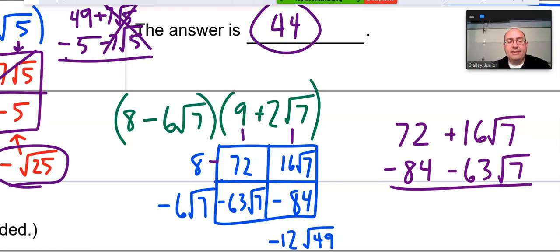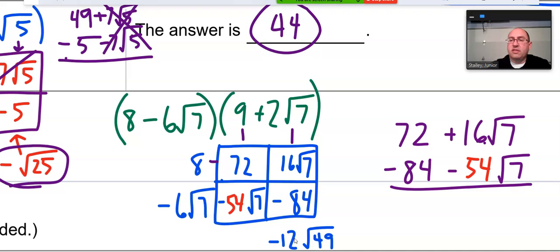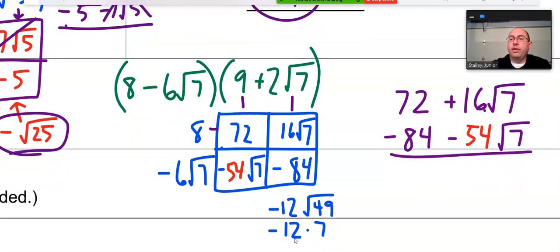Wait a second. There's a mistake. Pause this video, because I'm wrong. I hate it when I'm wrong. Why isn't it pausing? As you can see, I fixed my mistake with the red number. Hold on a brief moment.